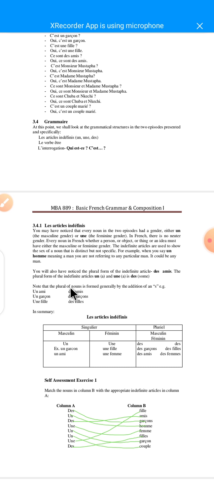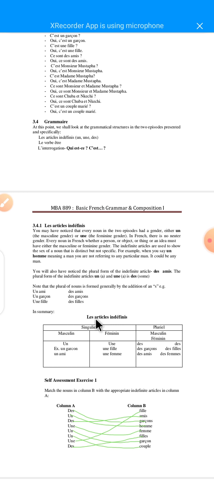Note that the plural of nouns is formed generally by adding an s. Example, un ami, a friend, des amis, some friends. That's the plural form of friends. Un garçon, the singular form of boy, a boy, des garçons, some boys. Here we have une fille, a girl, des filles, some girls.